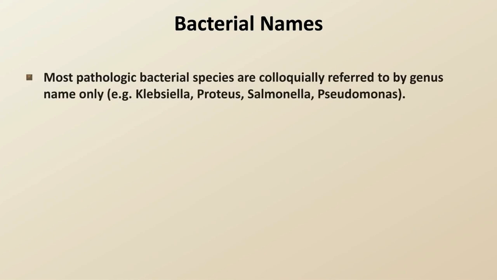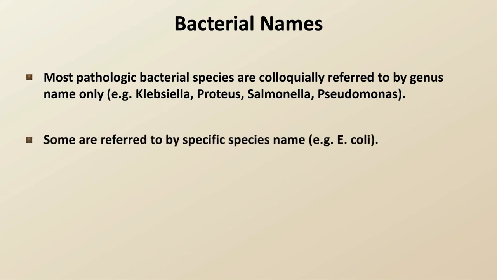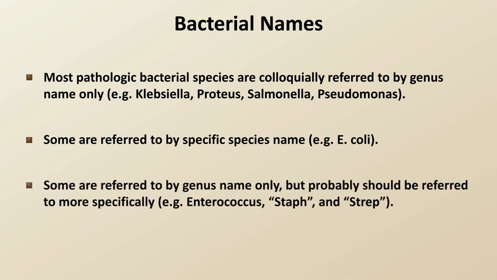Most pathologic bacterial species are colloquially referred to by genus name only. For example, Klebsiella, Proteus, Salmonella, and Pseudomonas. Some are referred to by specific species name, as in E. coli, and some are usually referred to by genus name only, but probably should be referred to more specifically, as in Enterococcus, Staph, and Strep. Lack of specificity with these genera is problematic, as the pathologic species within them don't necessarily behave the same way or share similar antibiotic sensitivities.